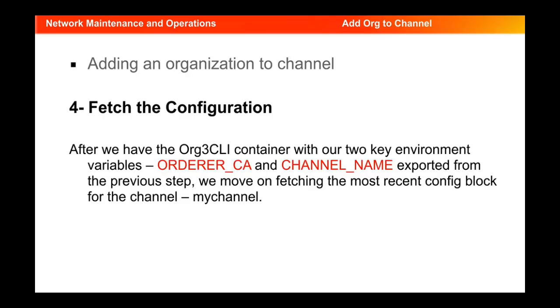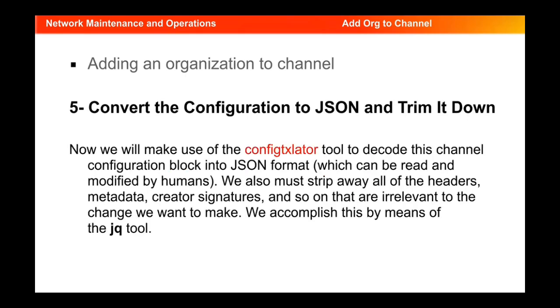Next, you need to fetch the configuration. After we have the organization 3 CLI container with our key environment variables, which we are going to set inside organization 3 CLI, and it is exported from the previous step, we will move on to fetching the most recent config block for the channel, which is mychannel. Then we will convert the configuration to JSON and trim it down.